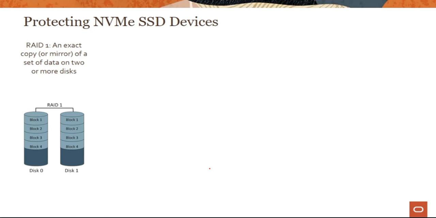The simplest is RAID 1, which is basically just a copy or a mirror of a set of data on two or more disks, right? So you have disk 0 and disk 1, and the same data is just copied across these two different disks. The disadvantage here is there is no parity. As you know, parity is a calculated value used to reconstruct data after a failure. So if both the disks fail, there is no redundancy which is built in.